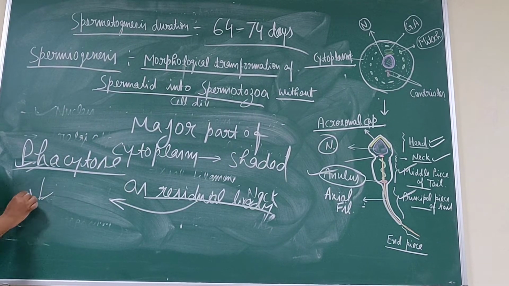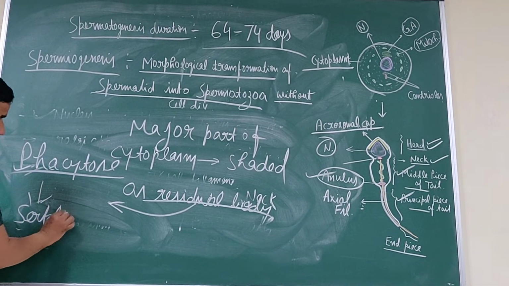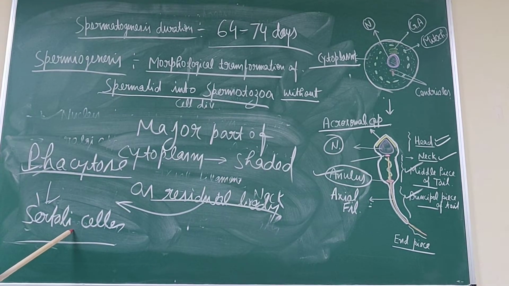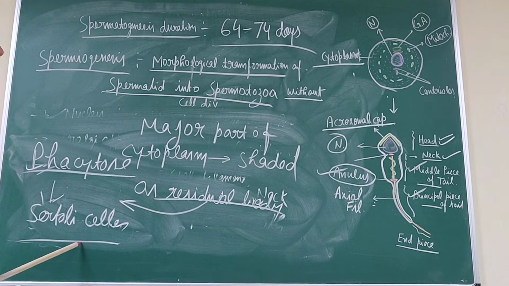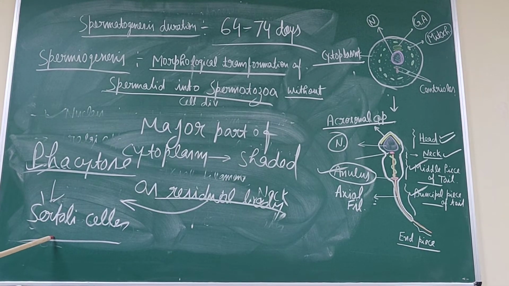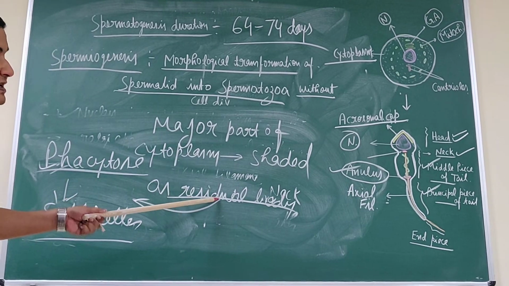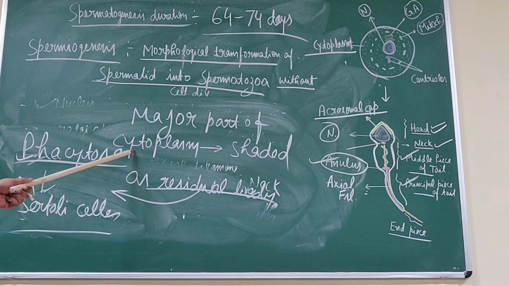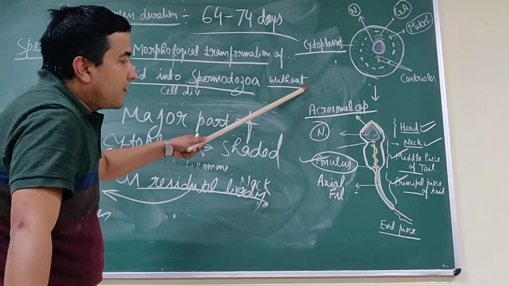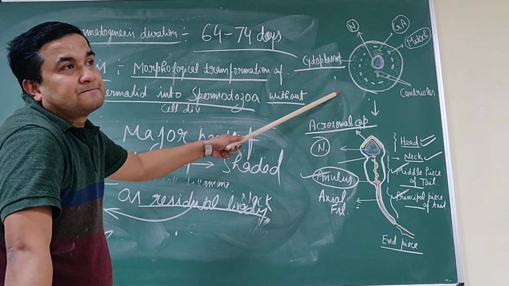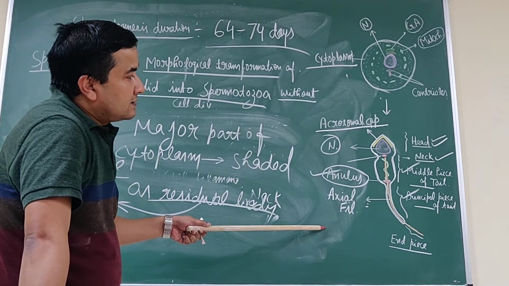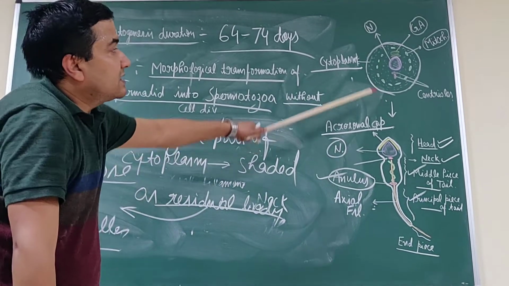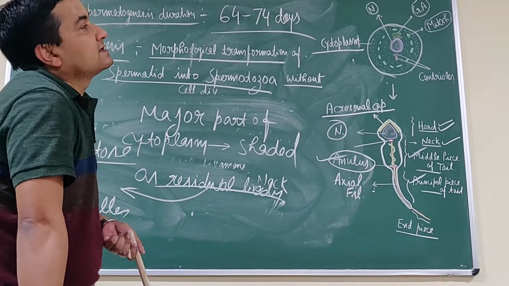Phagocytosed by the Sertoli cells. The Sertoli cells are also present in the seminiferous tubules of the testes. So these Sertoli cells phagocytose this residual body, and this residual body is the cytoplasm removed from the spermatids. So that's how this spermatid changes into the spermatozoa, and this is spermiogenesis.